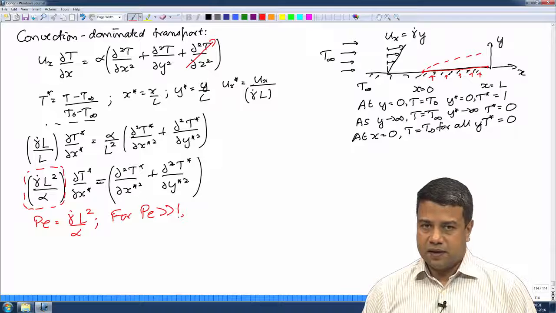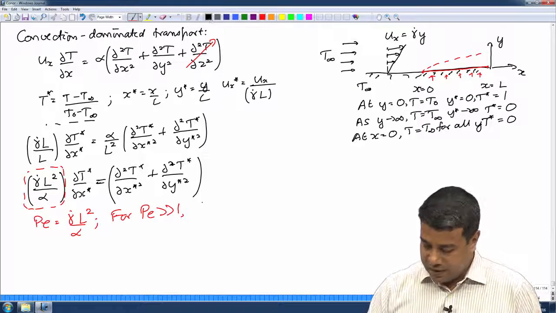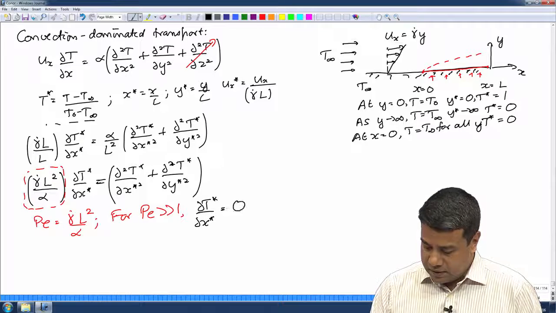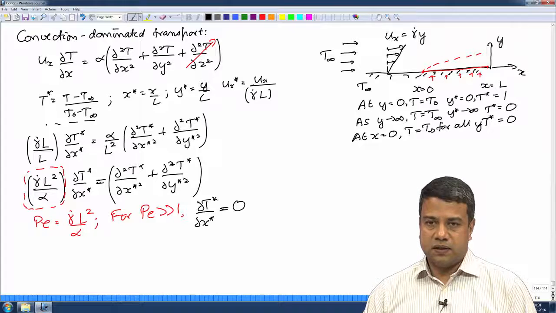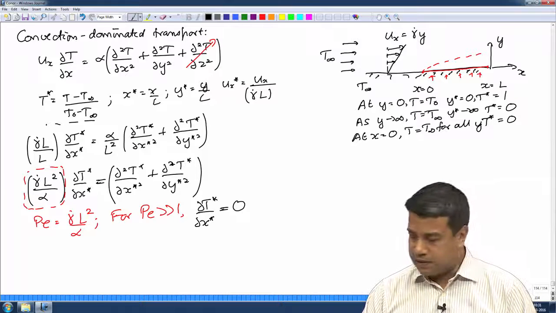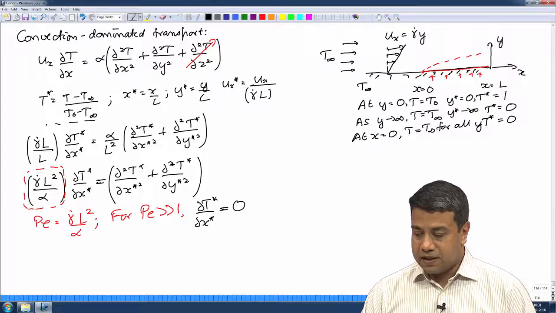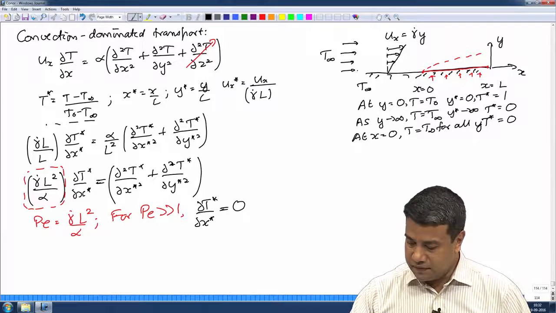you would think you can neglect the right side of the equation and just get an equation of the form partial T star by partial x star is equal to 0. This just tells you that temperature is independent of the x coordinate. What that means is that the temperature is a constant. It is equal to the temperature of the entering fluid, because this is the entering fluid that is going along downstream. So, the temperature is independent of the x coordinate.